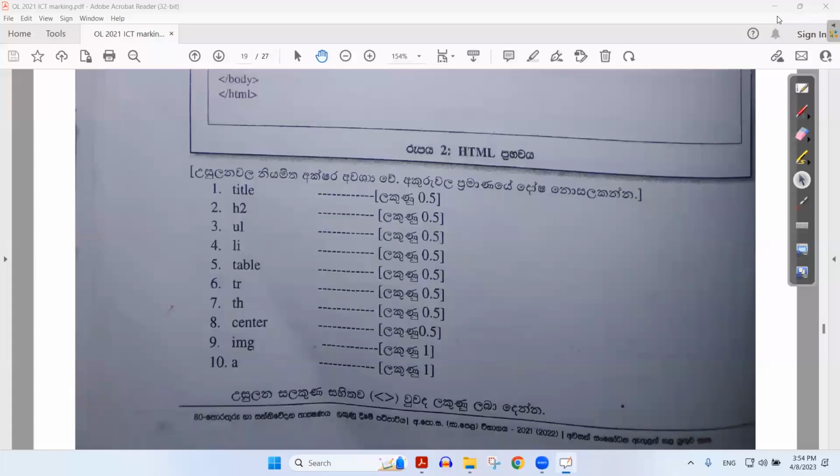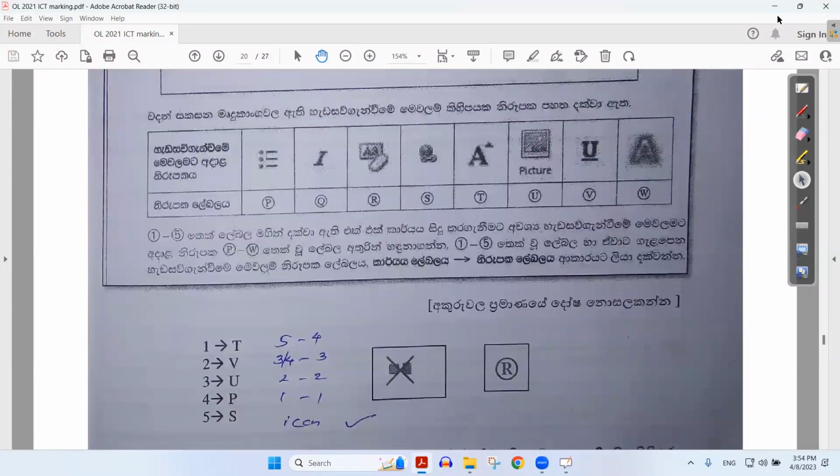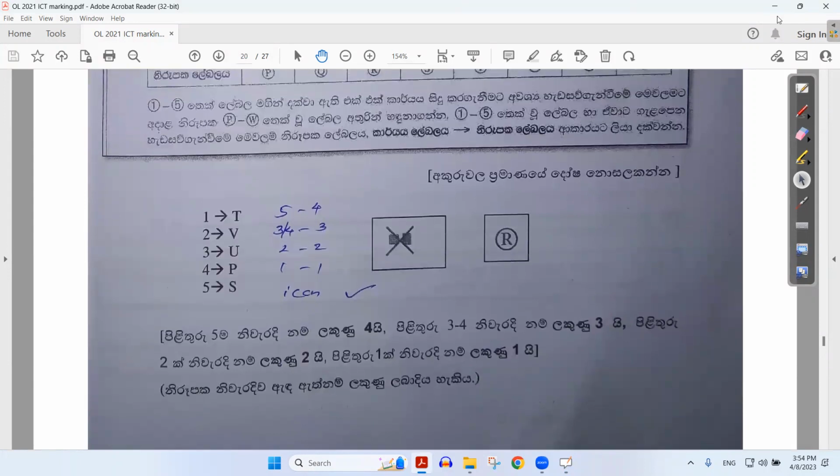So let's cross check. Yes, there you go. But they have given 4 marks for the entire question. So if all 5 are correct, then 4 marks are given. If 3 or 4 are correct, 3 marks. Only 2, then 2 marks. Only 1, that is 1 mark. Right? And if you have drawn the icon, you can still collect the marks.